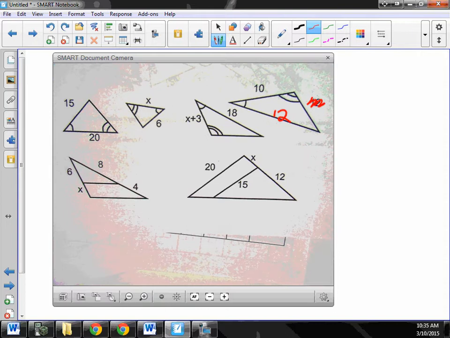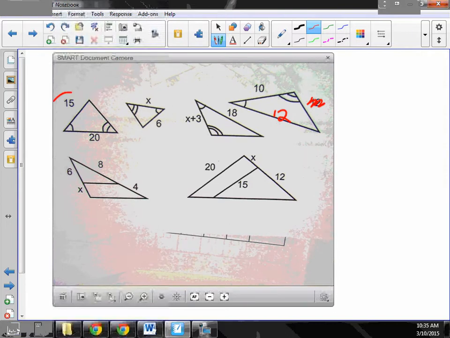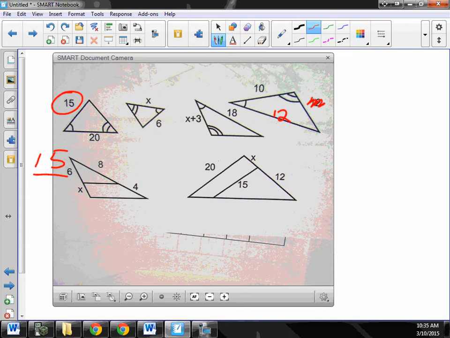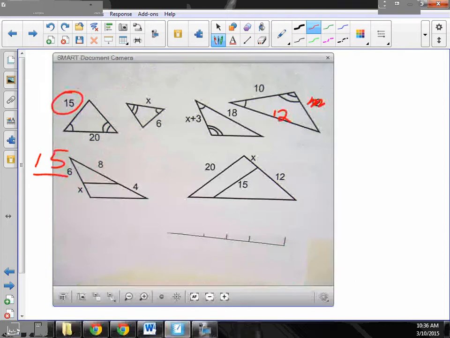So I'm going to do 15 over, what side does 15 match up with? Is it x or is it 6? Take a look at the angles. 15 is between the blank angle and the single angle. So if I go to the other triangle, blank angle, single angle, so 15 matches 6.